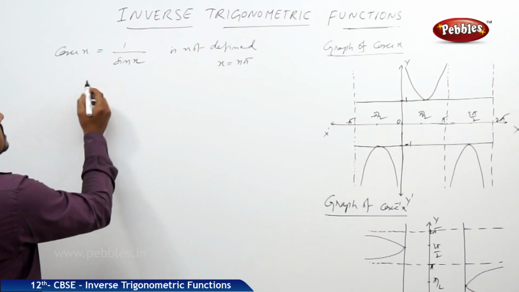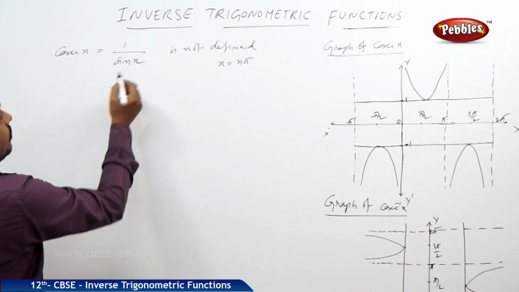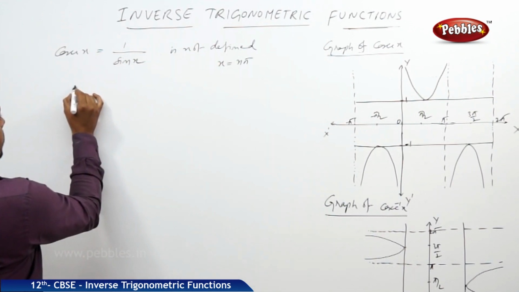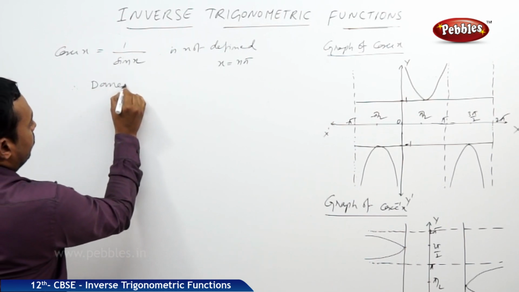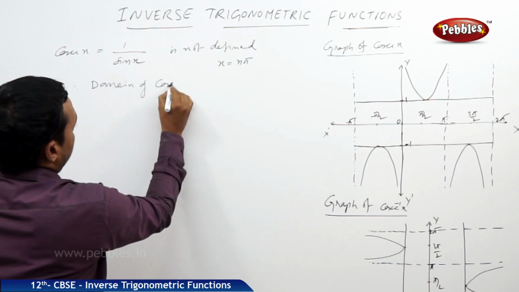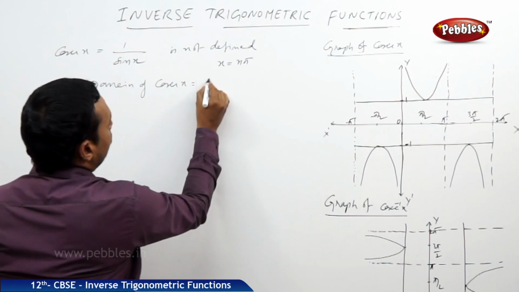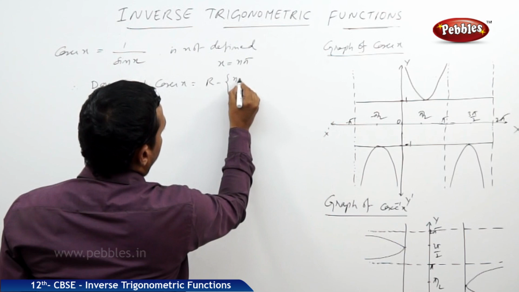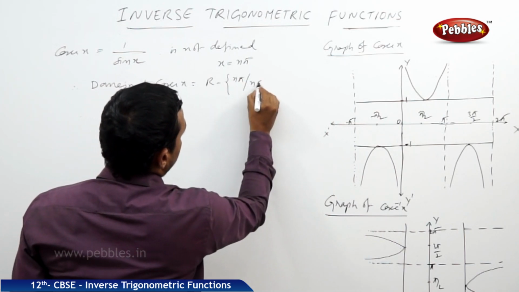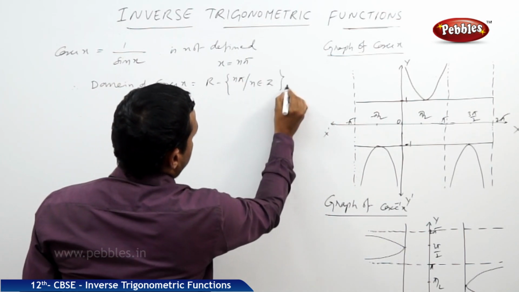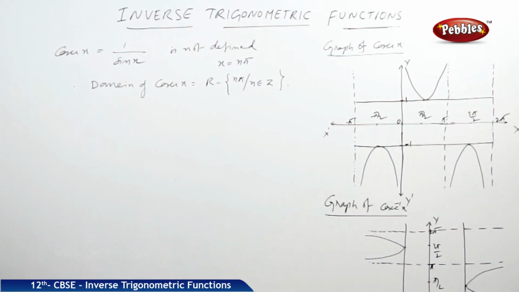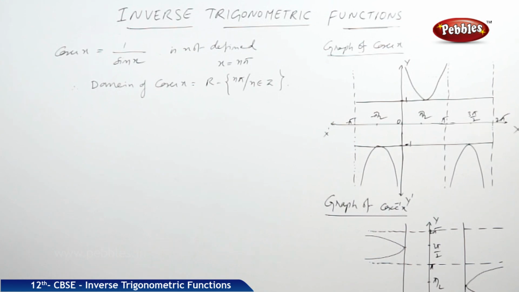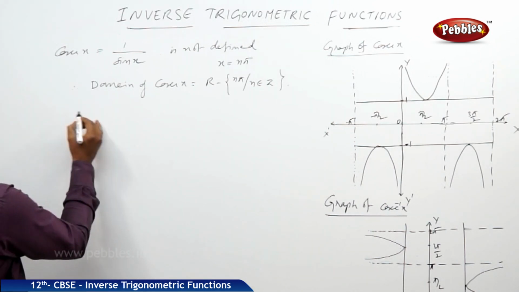So that there is no cosecant x there. So cosecant x is equal to 1 by sin x, which is not defined at x equal to n pi. Hence, the domain of cosecant x is the set of all real numbers except n pi, where n belongs to Z, the set of integers. Now that is the domain. Now what is the range?